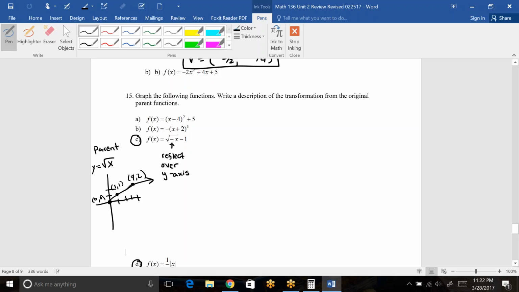If there was a plus or minus inside, so look back at part A and part B, if there's a plus or minus inside the parent function, that means, remember, you're shifting either right or left. So on this one, it's opposite of what we see. So this would be a right 4 and this would be a left 2. This one doesn't have a plus or minus underneath the radical. So when it's outside of the function part, so outside of the parent, it's either going to be up or down. It's a vertical shift. Vertical shifts, you do exactly what you see. So this would be a shift down 1.